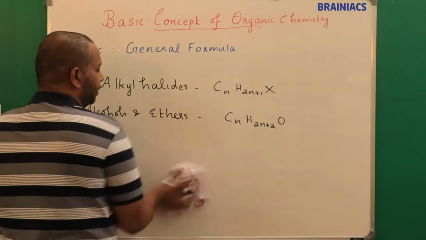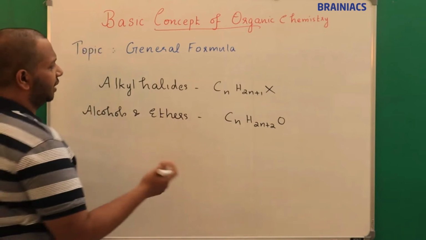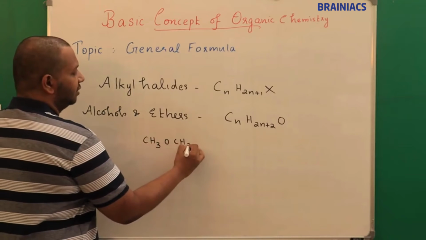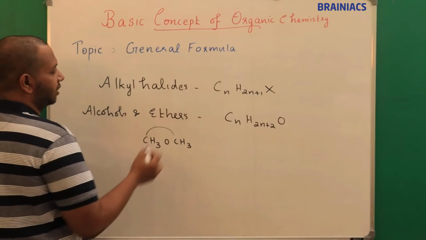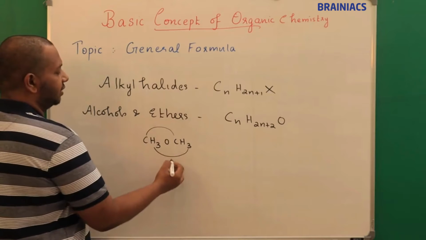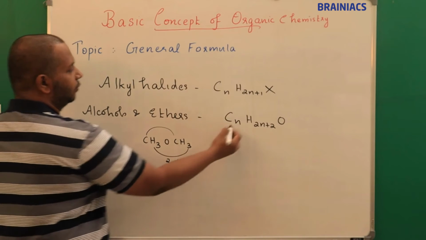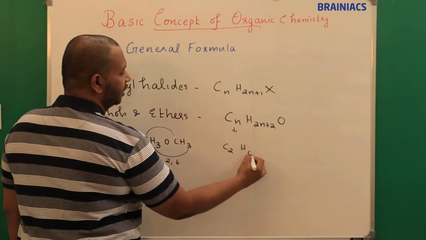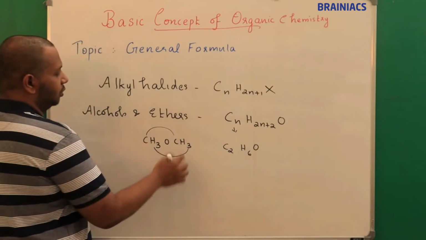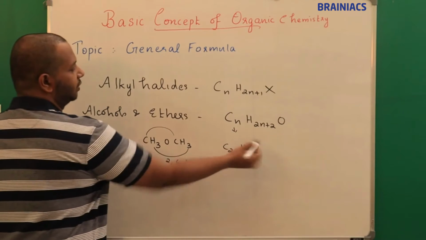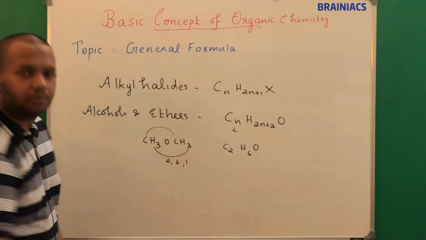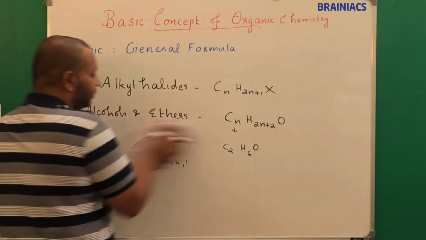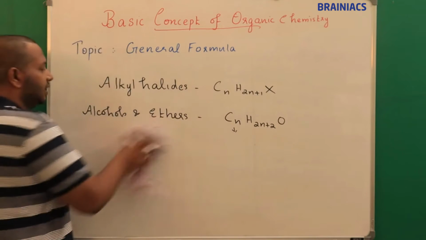It's easy actually. One simple example I can take here is CH3OCH3. This is dimethyl ether. So how many carbon atoms are there? 2 carbon atoms. How many hydrogen atoms are there? 6 hydrogen atoms. So if I put here 2, C2, then this becomes 2 into 2 plus 2, H6 and O. So 1 oxygen. C2H6O. You will get the same thing. That's why I have told you that alcohols and ethers have the same general formula. Clear? I hope that is clear for you.